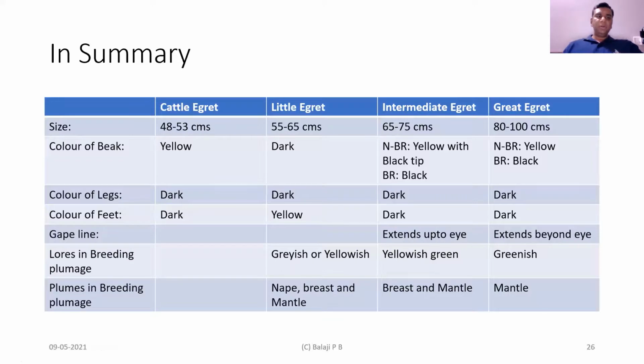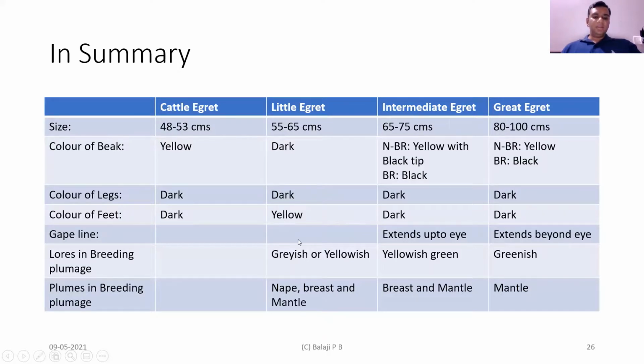So in summary, the cattle egret, the size is 48 to 53 centimeters. The color of the beak is yellow. The color of the legs is dark. The color of the feet is also dark. And when it comes to the little egret, the size is 55 to 65 centimeters, so it is between the cattle and intermediate egret in size. The color of the beak is dark. The color of the legs is also dark. The color of the feet is yellow. So it's almost like wearing yellow shoes.